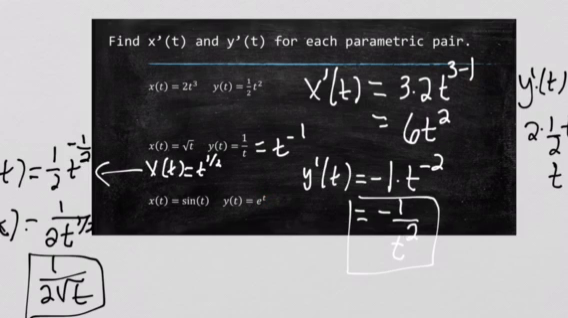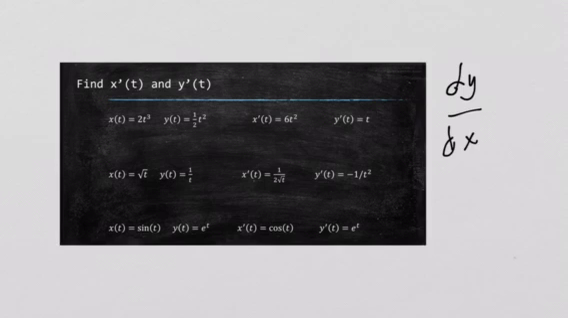So all three of these answers are going to be laid out nicely over here. Here's our 6t squared and our t. Here's our 1 over 2 root t and our negative 1 over t squared, and then cosine t and e to the t. So this is our horizontal and vertical rate of change for each of these parametrically defined curves.